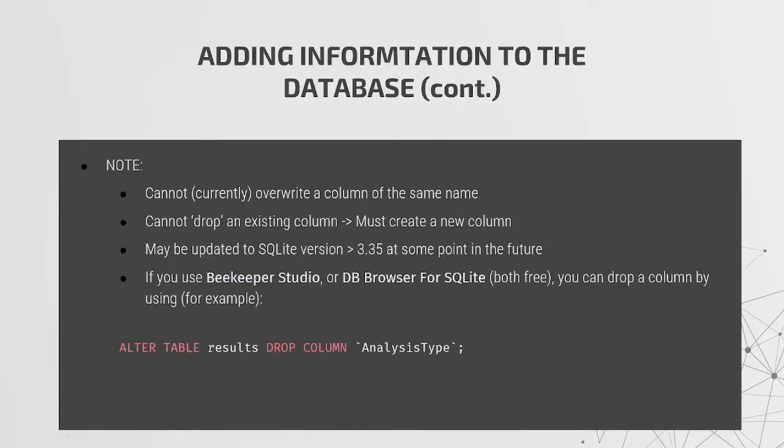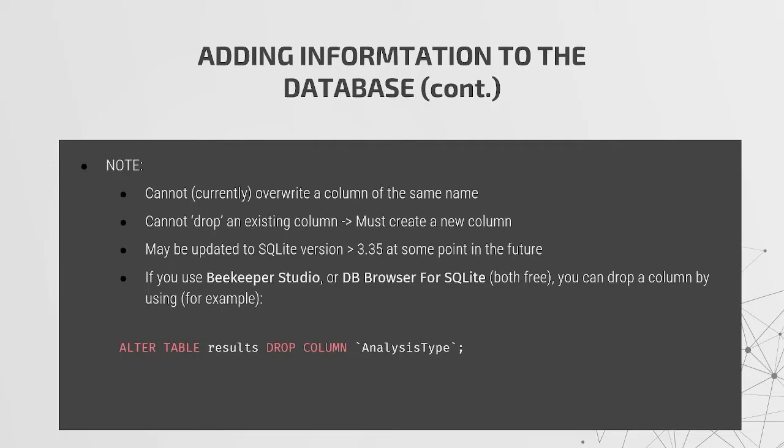Just some notes about adding information to the database though. At the moment, you can't overwrite a column of the same name. If you try, it won't actually even tell you that there's been an error. It just won't work. Also, you can't, within IOLITE, drop an existing column. You can only create a new column. That's because in SQLite versions less than version 3.35, there was no drop column command. However, now that versions 3.35 are available, they have a drop column command in it.